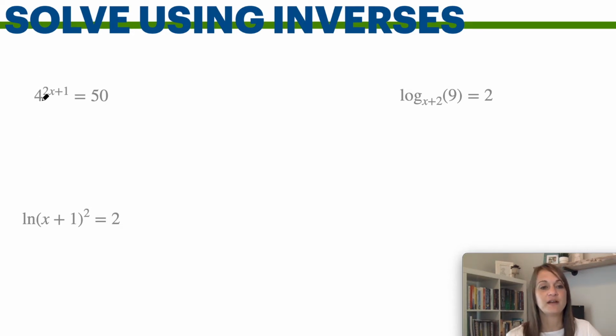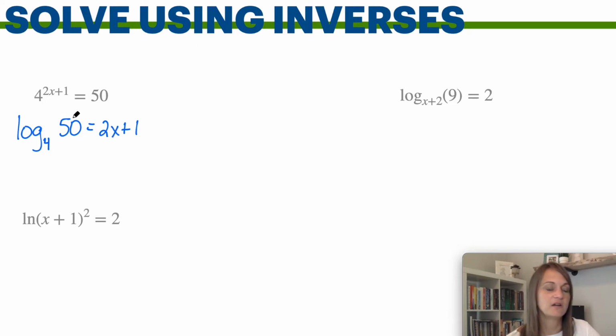Now, we cannot find a common base between 4 and 50. It does not work. 2 squared gives me 4, but I can't raise 2 to something to give me 50. So we're going to have to rewrite this using a log. The reason we do not use a natural log is because we do not have e. So in this case, we're going to use a log to rewrite this. So it's going to be log base 4 of 50 equals what the exponent was. The exponent always goes out on the outside.